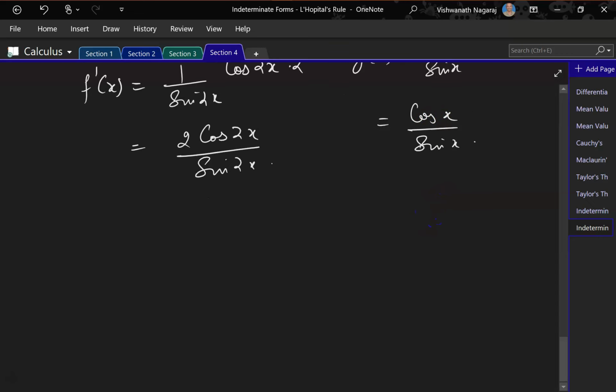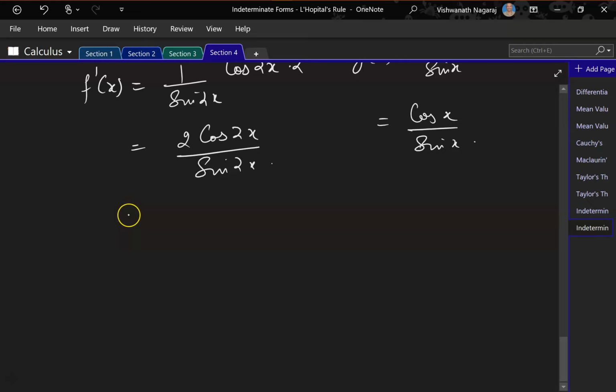Now again put 0. So sin 0 is 0. Here again sin 2x, 2 times 0 is 0. Now here sin 0 is 0. Here it is 0. So we need to differentiate it once more.